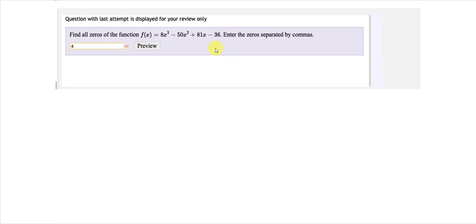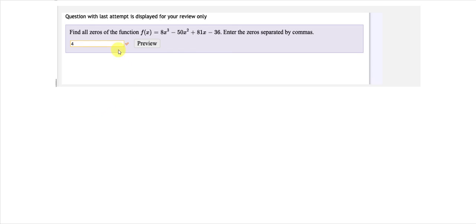Okay, the last problem from the forum. This one, we are asked to find all the zeros of this function. Okay. So in order to find all the zeros, we need to use the rule from the textbook, that's from this section.